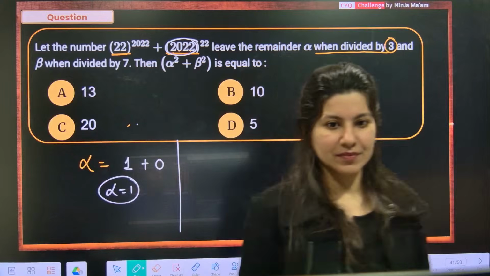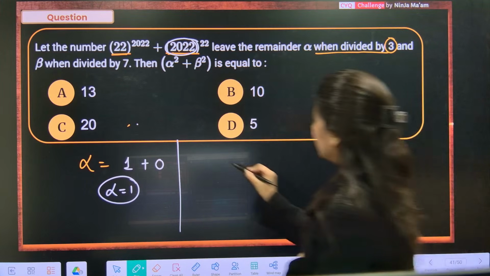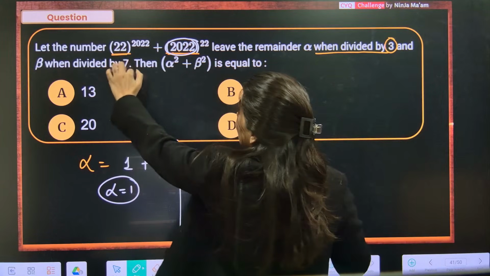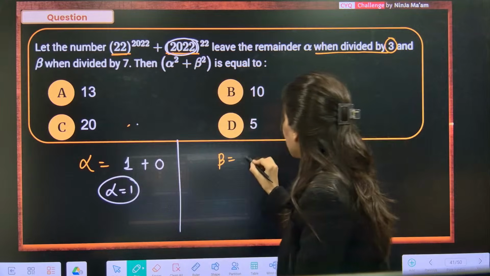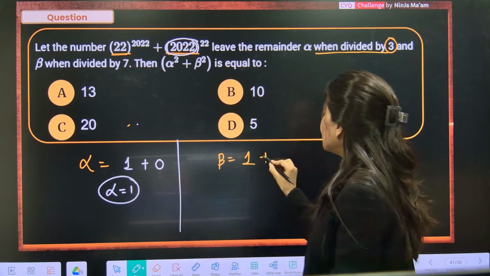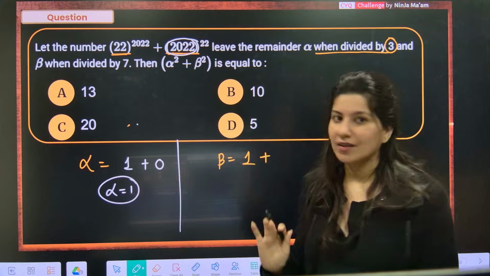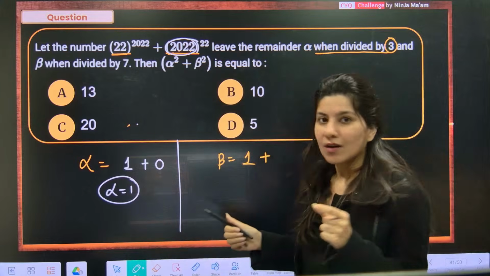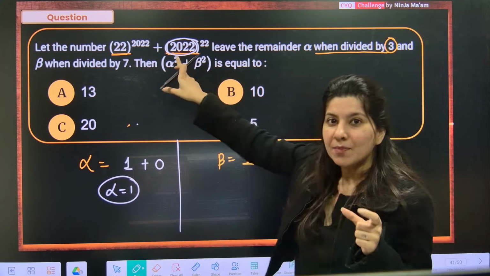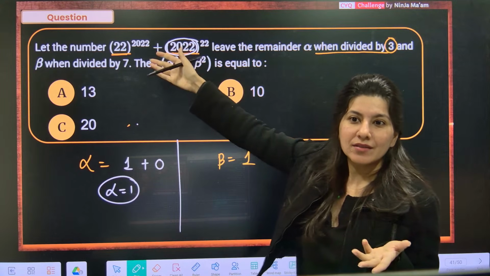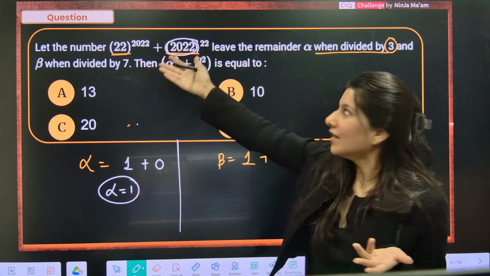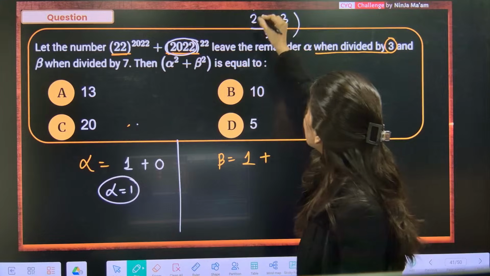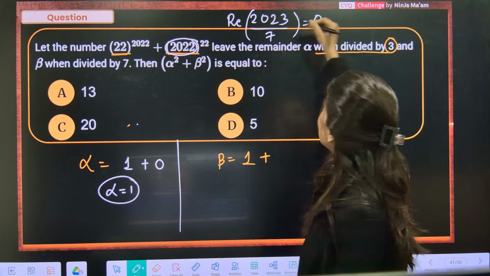Now beta. Beta is talking about when divided by 7 again. 7 and 22, whenever you divide, 7 3s are 21, again 1 is the remainder, plus 2022. Okay? 2022 and 7. So now you have to find a number which is near to 2022 and divisible by 7. Clearly, 2023, if you divide by 7, you're going to get remainder 0. 2023 is divisible by 7.